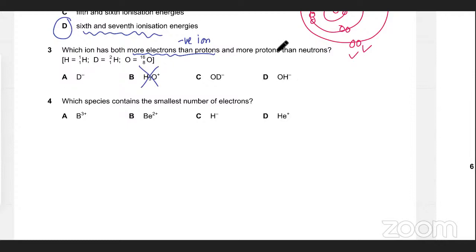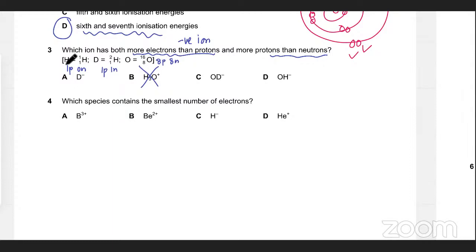The other thing is it has to have more protons than neutrons. पहली वाली बात, that applies to all three. Now we're just looking at whether it has more protons than neutrons. So hydrogen over here has 1 proton and it's got 0 neutrons. बाकी जो दो हैं ना, the deuterium atom will have 1 proton and 1 neutron, and oxygen will have 8 protons and 8 neutrons. So if the atom has oxygen or deuterium, then the protons and neutrons would be equal.